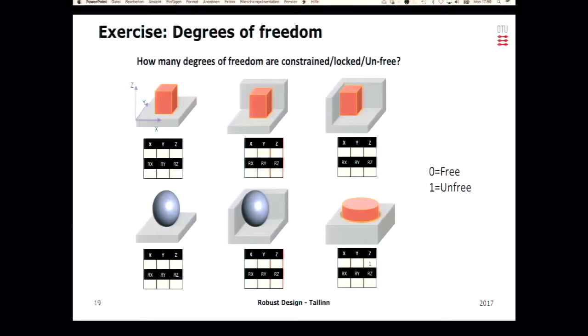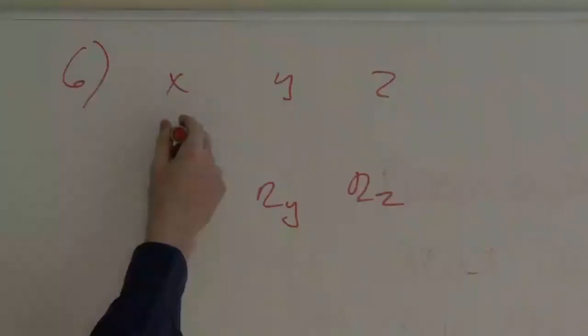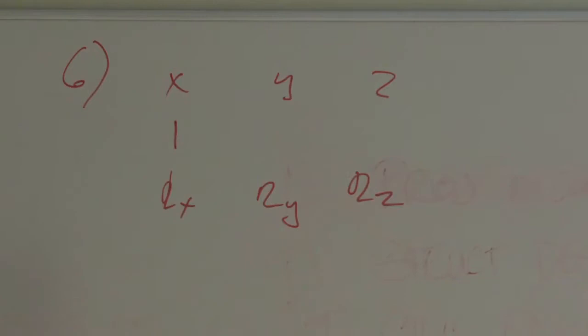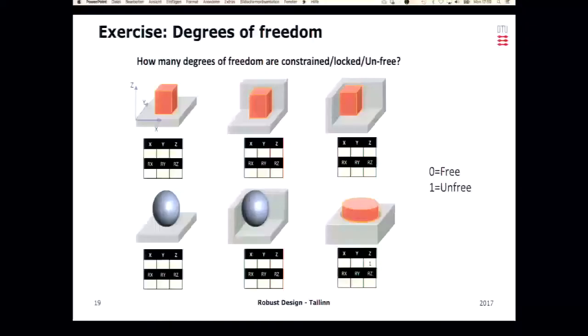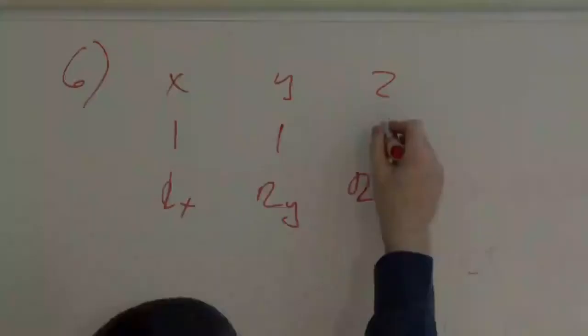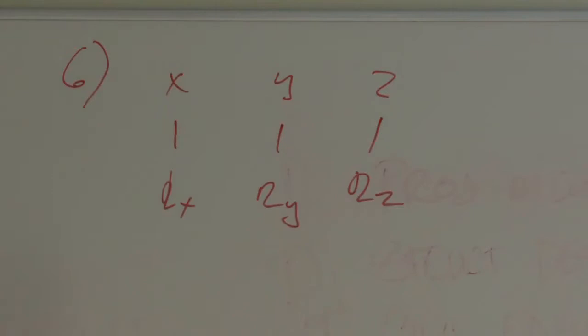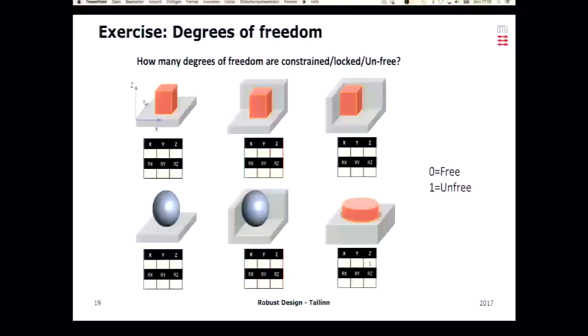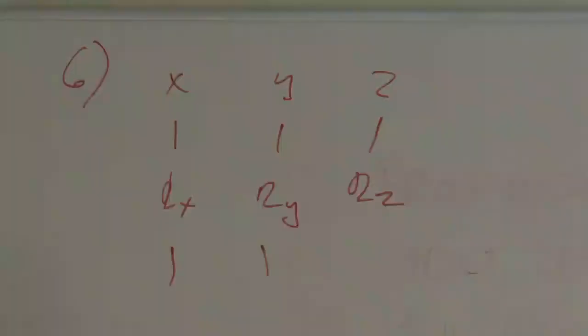Let's do this final one here, number six. So in the X, is it 1 or 0? One. So we're trying to move the orange one in the X axis, and it can't do so. It's inside the grey part. In the Y? Yeah. And in the Z? Well, it's a 1 there. So that's assuming there is a base at the bottom of this grey component. And the RX? RY and RZ? Zero. Yeah, there you go. So now you have the fundamentals of kinematics.